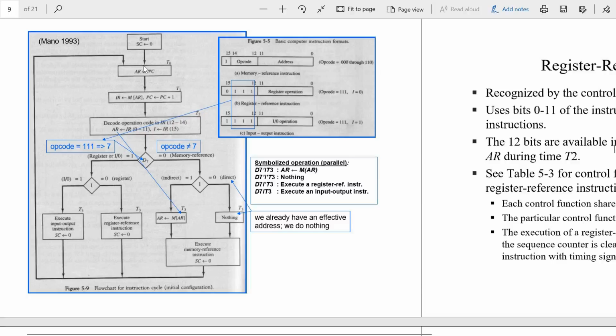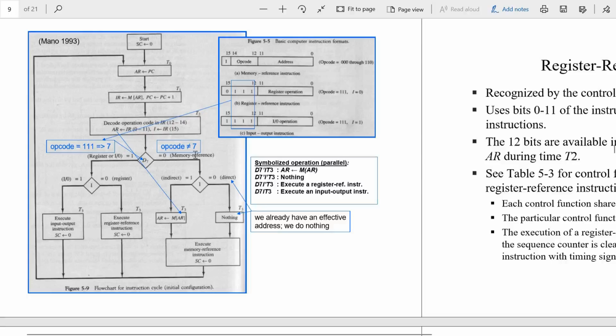Again it starts by reading from another location, because previously it was incremented by 1. The next instruction address goes to AR. Again it reads one more instruction byte from the memory and stores it in the instruction register. Same as before, if it is a 0, that indicates a register reference instruction. The register reference instruction is executed like this. Execute register reference instruction, and again the sequence counter goes to the initial state.